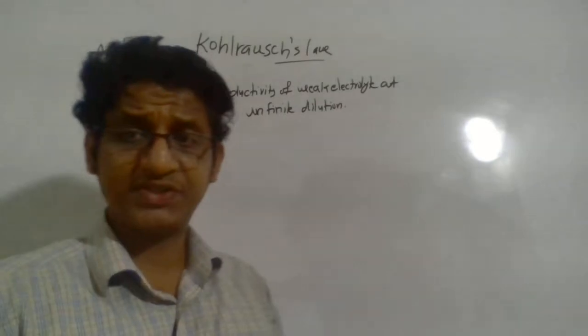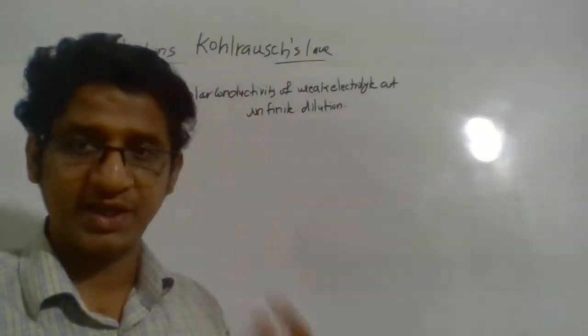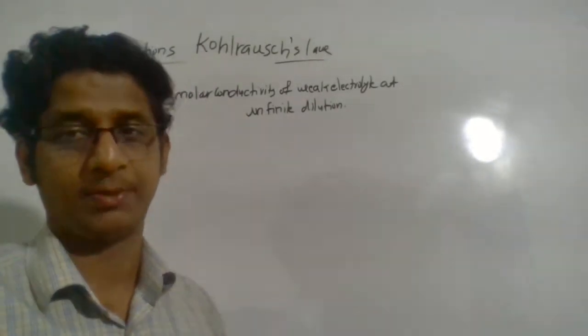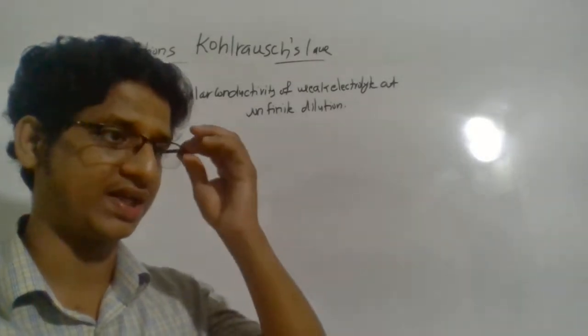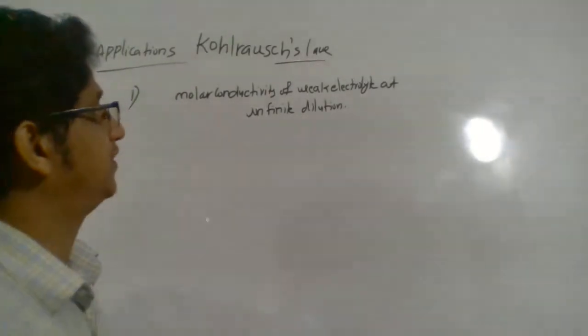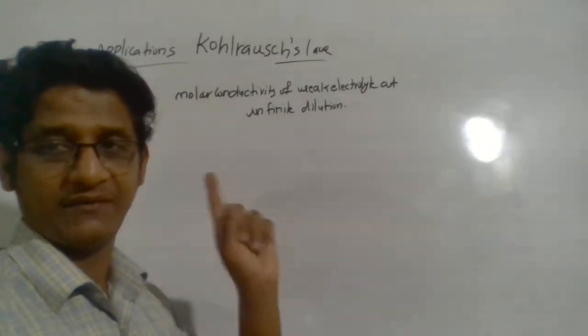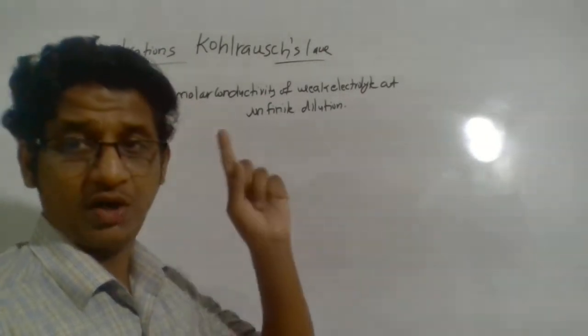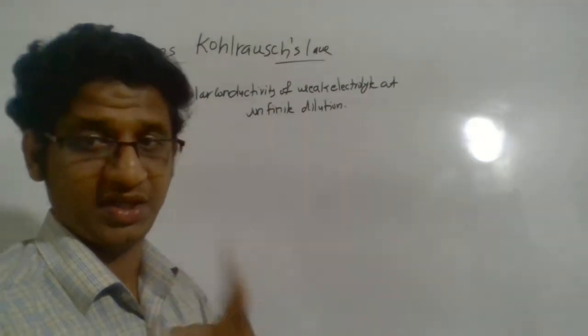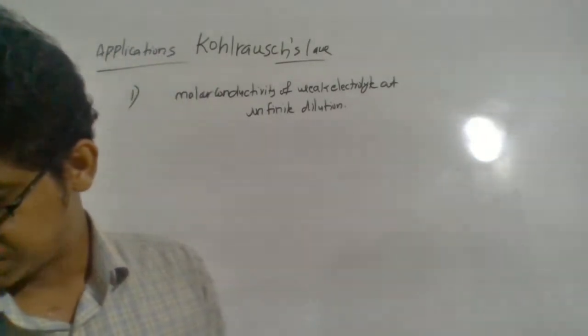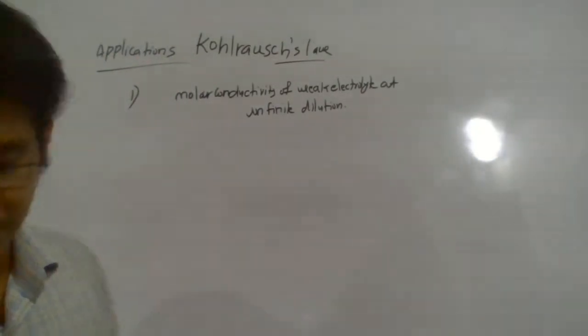Okay, so we saw molar conductivity of a weak electrolyte is very difficult to determine. Now we plot that graph. We saw it's not easy at infinite dilution, but now using Kohlrausch's law, you can find the molar conductivity of a weak electrolyte at infinite dilution. How is it possible? Let us now explain through an example.